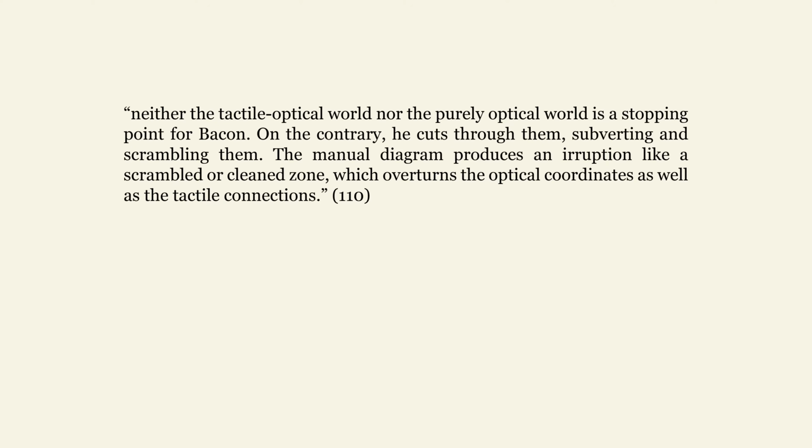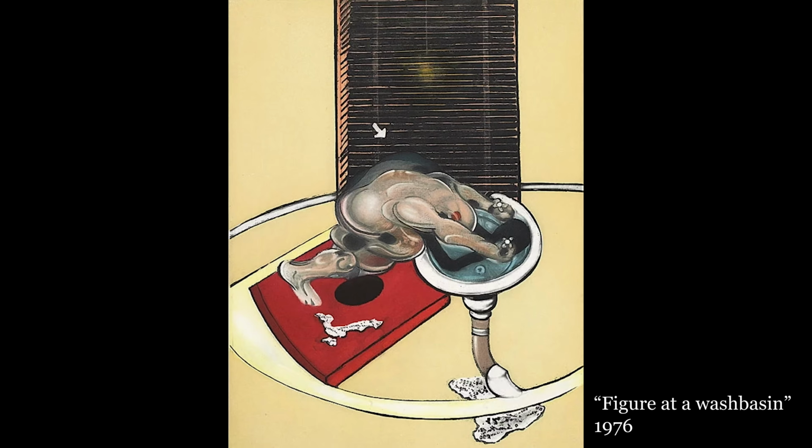Neither the tactile optical world nor the purely optical world is a stopping point for Bacon. On the contrary, he cuts through them, subverting and scrambling them. The manual diagram produces an eruption, like a scrambled or cleaned zone, which overturns the optical coordinates as well as the tactile connections. This is, if you recall, where the manual power of painting came in. It's the catastrophe on the canvas, the moment where the form may either sink or ascend.